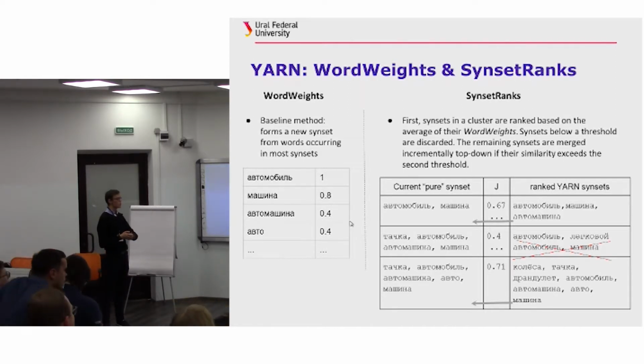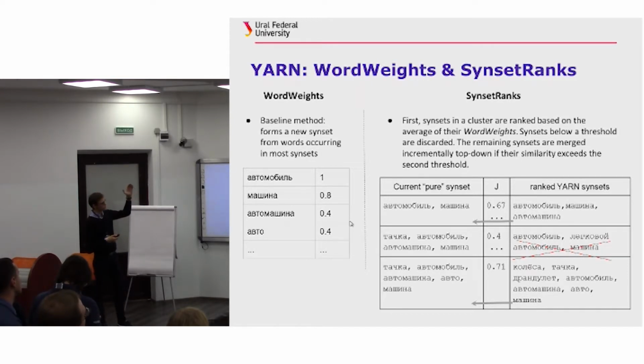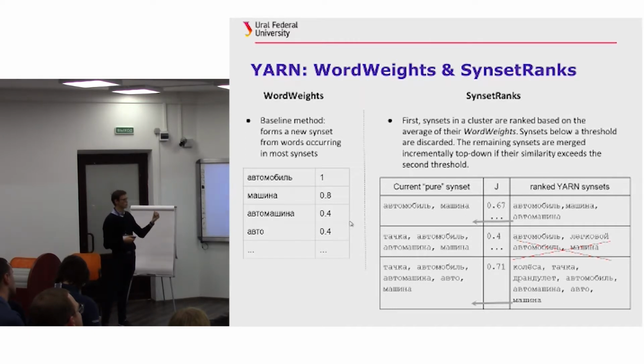The first model is word-weight, a baseline model. It receives a cluster as an input and outputs a cleaner version of it. How it works: for each word in a cluster, it assigns a weight, calculated as the share of initial synsets it occurs in. Consider the example of a synset with the sense of a car. On the left of the slide, this cluster contained about 3 or 4 synsets, and all of the words are ranked. We leave only those above the threshold, and otherwise discard them. So this shortened collection represents a pure version of it.